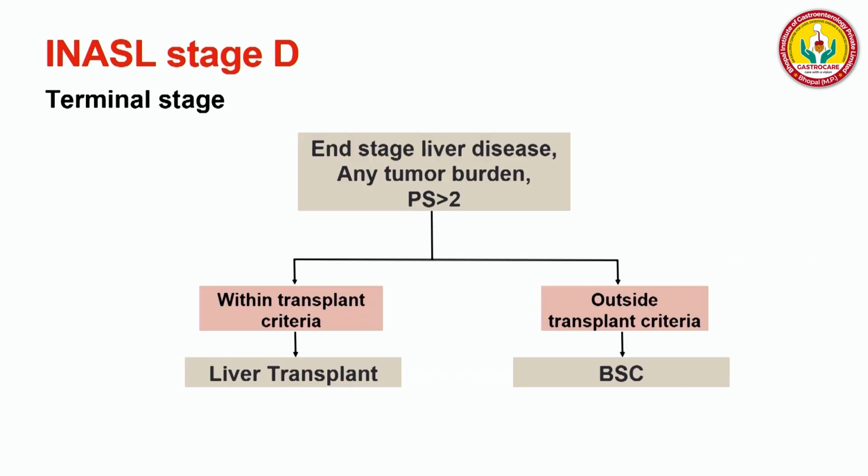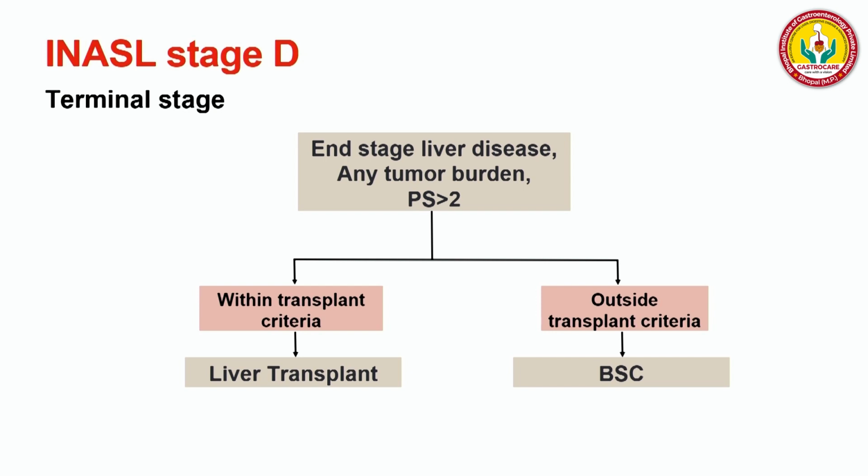I'll ask Prashant to talk about this. Prashant, if you have deranged liver functions, no matter what the size of the tumor is, would you offer a transplant or would you stay away from it? So how would you decide whether you can offer a transplant in a decompensated liver disease patient?